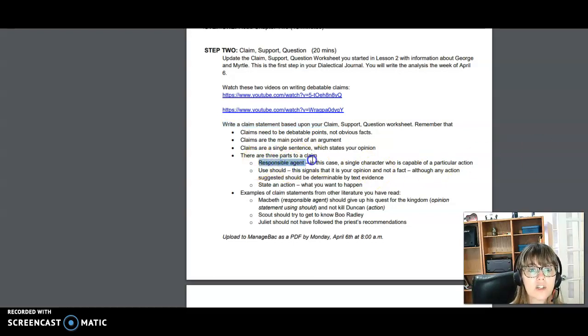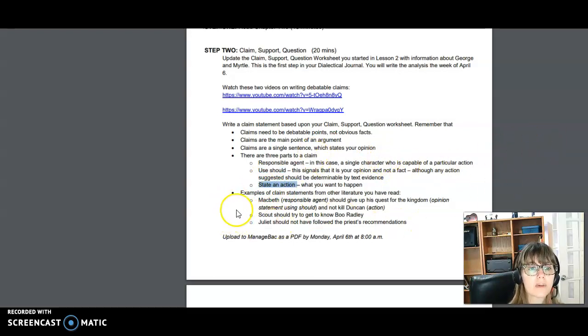The responsible agent, this is the character probably that you are discussing. You need to use the word should. This has to be in your claim statement, and it signals that this is your opinion, even though you're using evidence from the text to support. And finally, that action you would like the responsible agent to take.